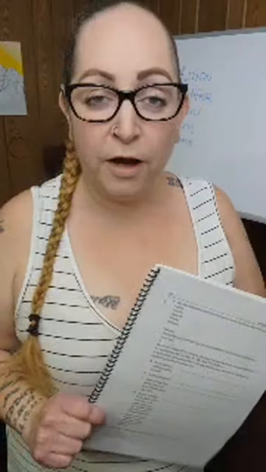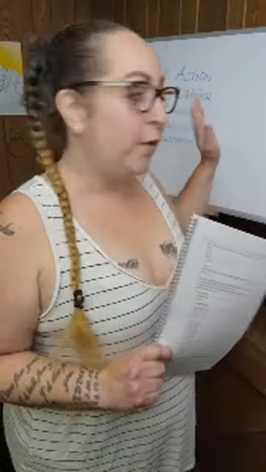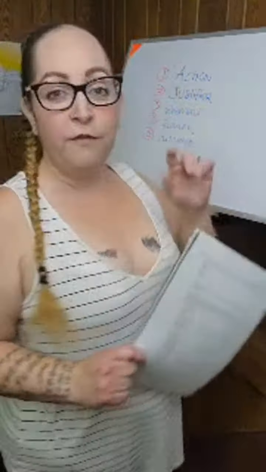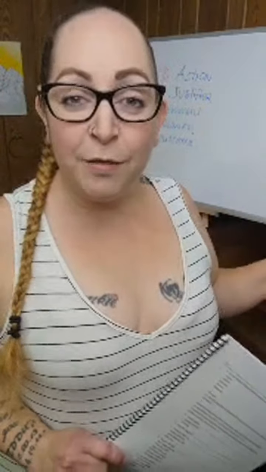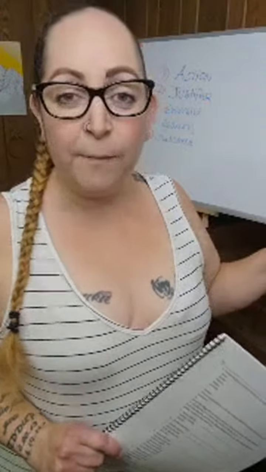So the formula that we're using is very, very straightforward, all right? It is only 5 things: 1, 2, 3, 4, 5. Action, justifier, element, reason, and outcome. That is literally the whole formula. All you're doing is taking the information from your credit report and plugging it in. Let me give you an example.